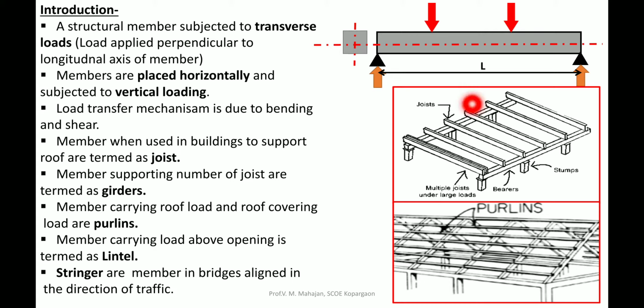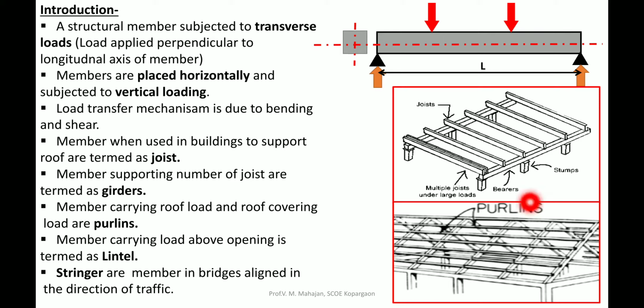Here if you look, this member is called a joist, where the beam is placed over the joist members. A member used in building to support the roof is called a joist. Next, a member supporting a number of joists is termed as a girder. A member carrying roof load and roof covering loads is known as a purlin.